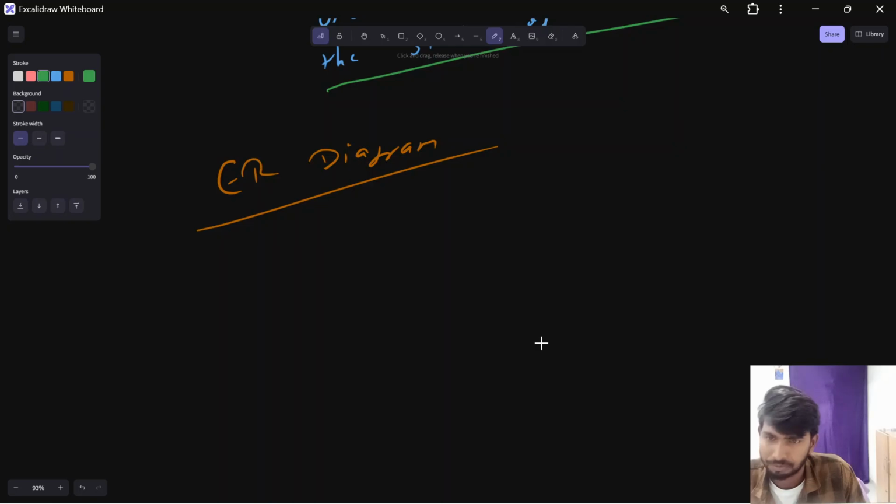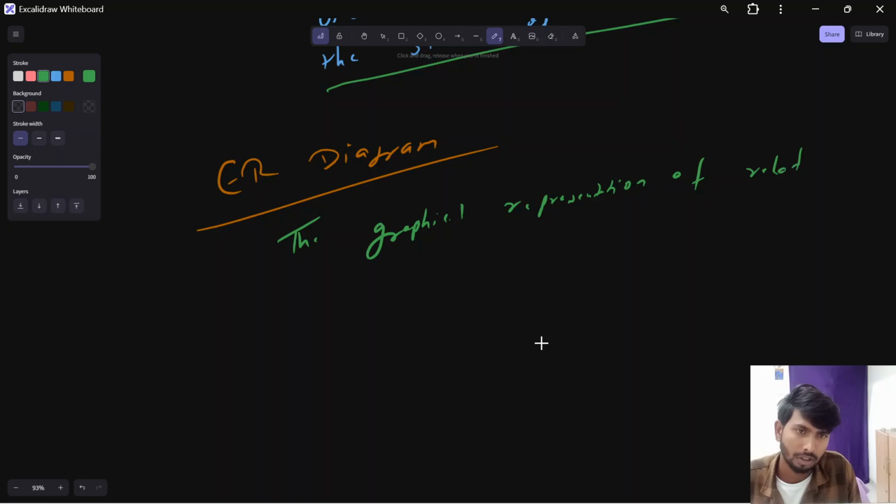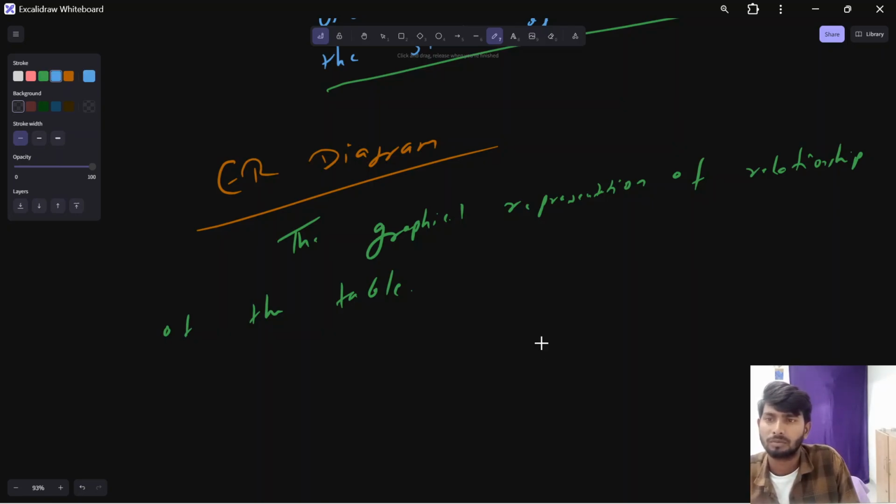We can say the graphical representation of relationship of the table. Understand? What is ER diagram? Graphical representation of relationship of the table. Okay.